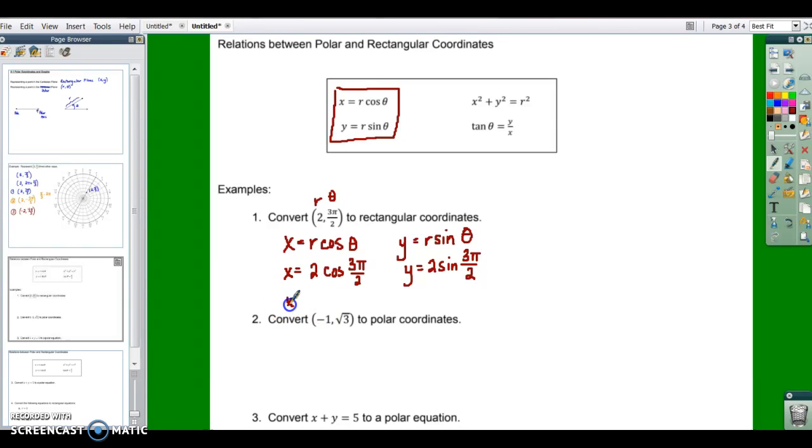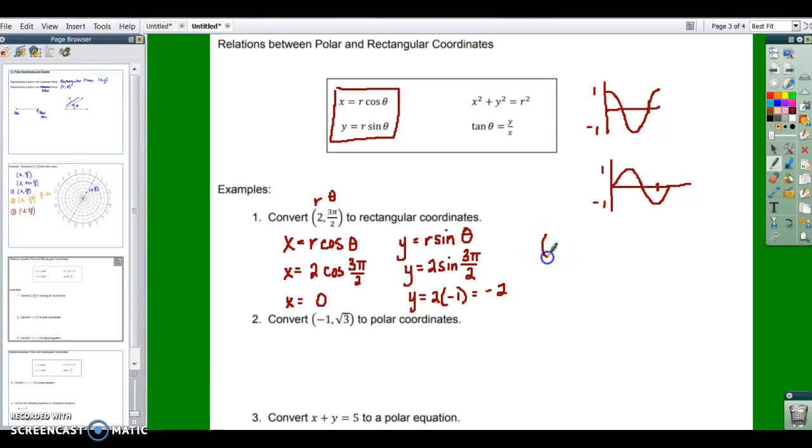Now, cosine of 3 pi over 2, if you don't remember, you could always just draw yourself a quick sketch of your cosine curve and your sine curve. Here's 1 and here's negative 1. I know at 3 pi over 2 I'm right here and I'm right here. So for the cosine graph, the cosine of 3 pi over 2 is 0, so this would be 2 times 0, or 0. And for the y-coordinate, the sine of 3 pi over 2 is negative 1, so y is equal to 2 times negative 1, or negative 2.